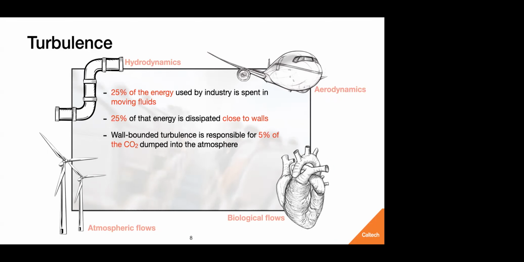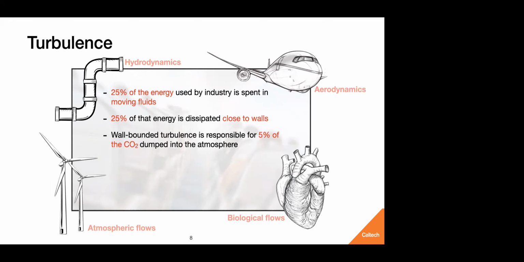So 25% of the energy used by industry is spent in moving fluids, or moving objects through fluids. So it's a significant portion of the energy used by industry. And out of that, 25% of the energy is dissipated close to the wall. So walls play a big role when it comes to moving fluids around. So wall-bounded turbulence is responsible for about 5% of the CO2 that's dumped into the atmosphere every year.